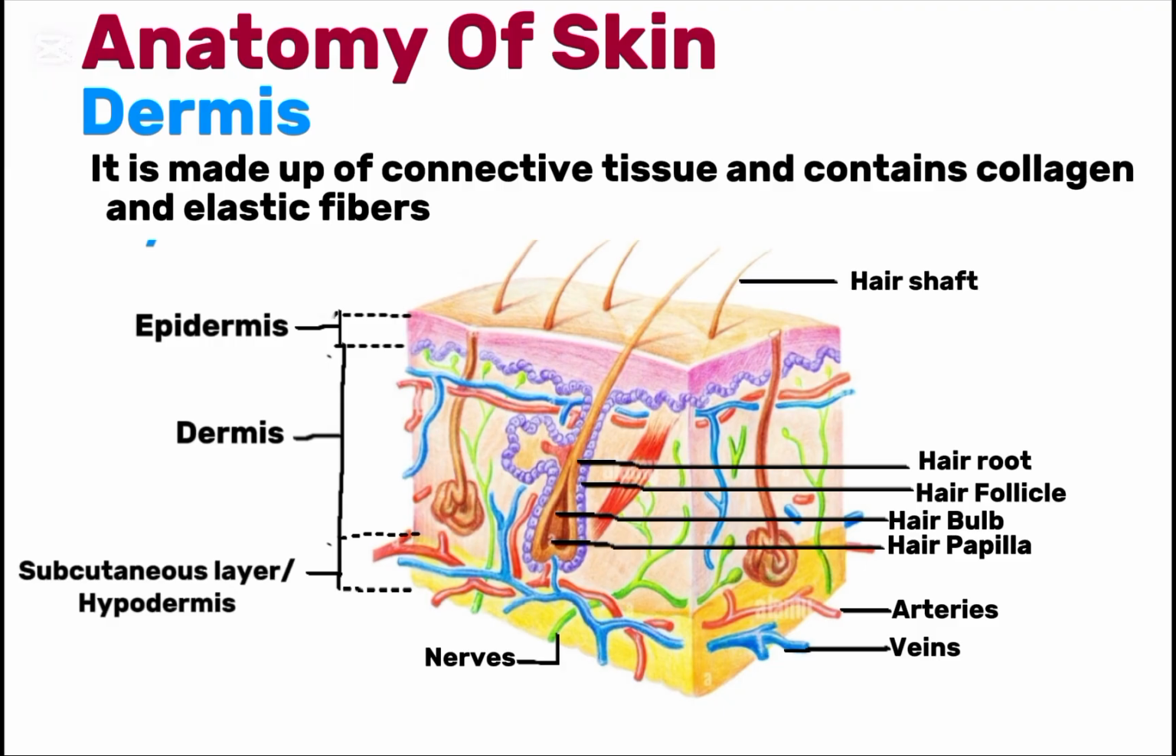There are various bundles of smooth muscle fibers known as arrector pili muscles that are attached to these hair follicles. When these muscles contract, they make the hair stand erect and raise the skin, a process known as goose flesh, and it happens in response to sympathetic stimulation in case of fear and cold situations.